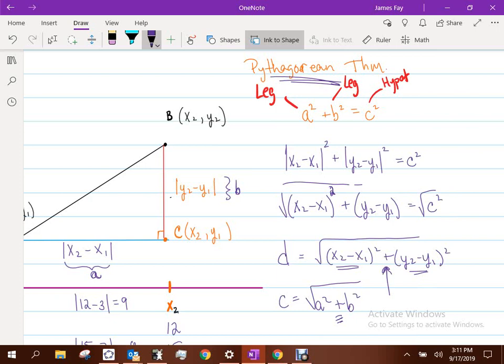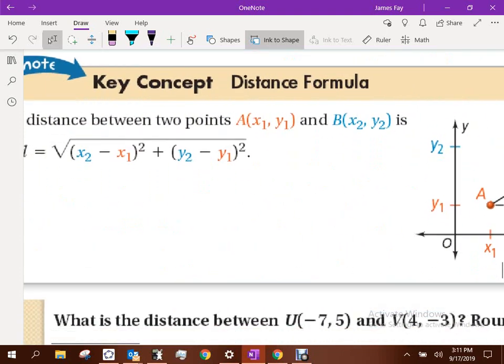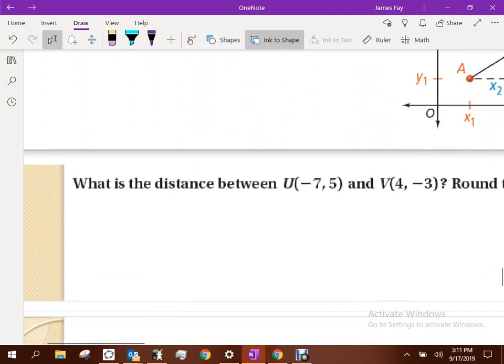Okay? So I want to do a question, and this is going to be pretty easy, this first question here. It's got 2 points here that I want to find the distance between. Always write your distance formula down. And we'll talk a little bit more about this tomorrow and some alternative versions of the distance formula we might be able to write. Okay?